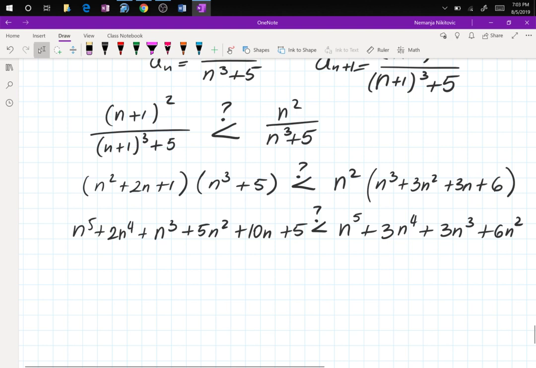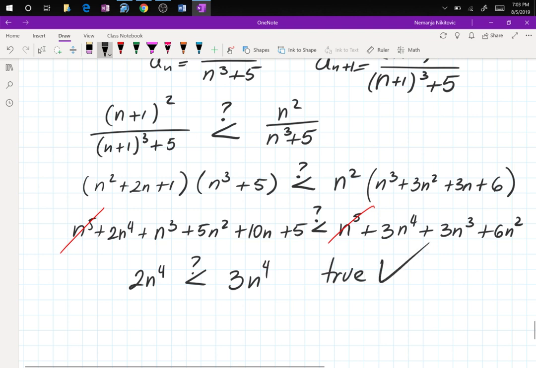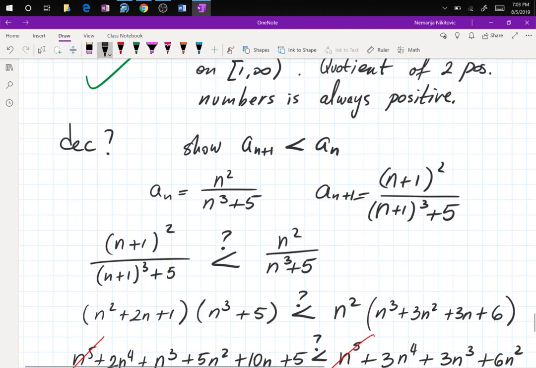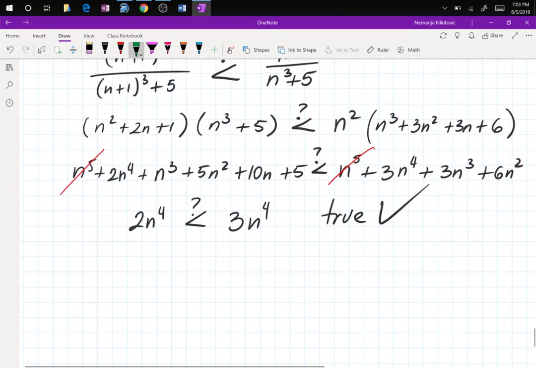And here is the moment of truth, right? When these guys drop, because they are the same, you are comparing the highest terms of 2n to the 4 to be smaller than 3n to the 4. And that's a true statement. Since that is true, that means that the inequality we were looking for holds, which means that we have a decrease, right? Because the inequality was true. Or you can take the derivative, show it's always negative, whatever. So we just show that decrease works.